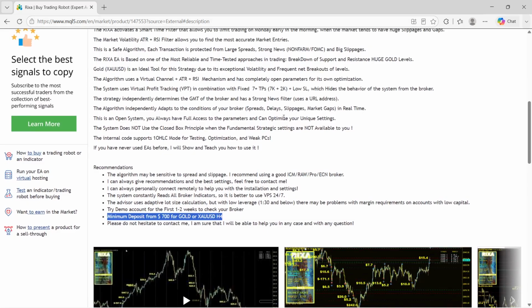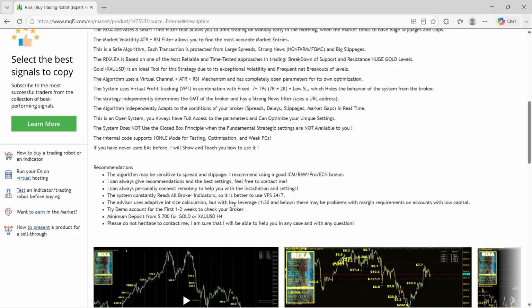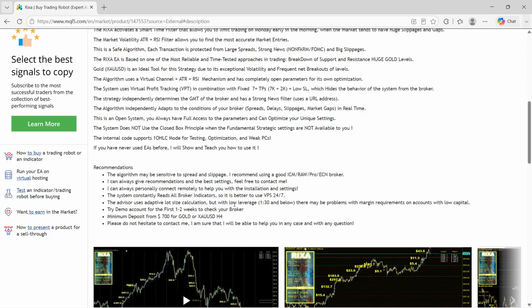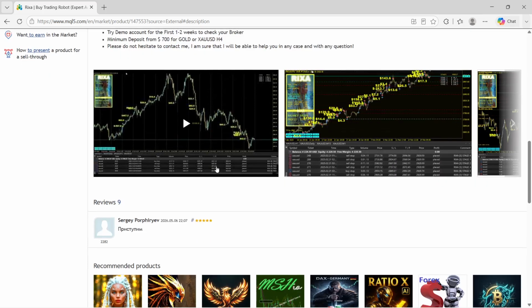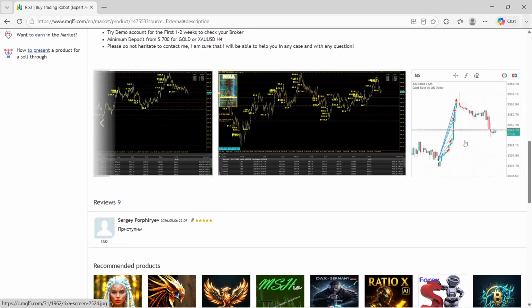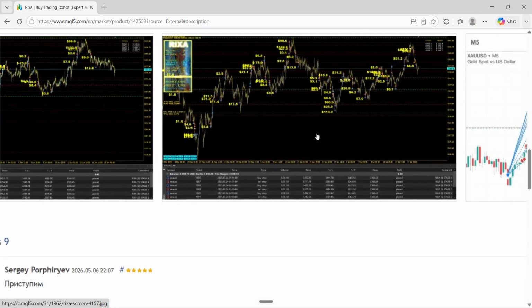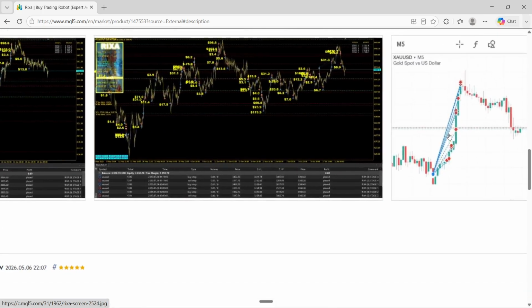All right, the minimum deposit is listed as around $700. The developer emphasizes that the system is open rather than a closed black box and offers personal installation help. Okay, so the developer provided some screenshots, you can see. It's having a hard time coming up, but basically, those are screenshots that show how it appears on the charts or when in use.